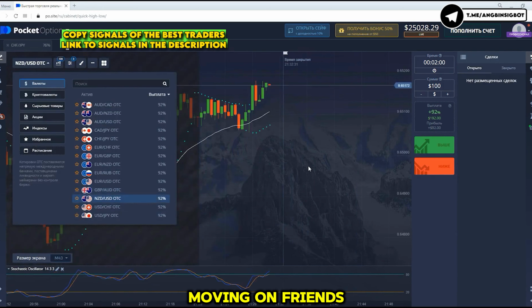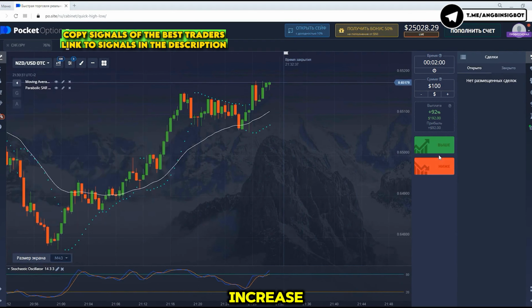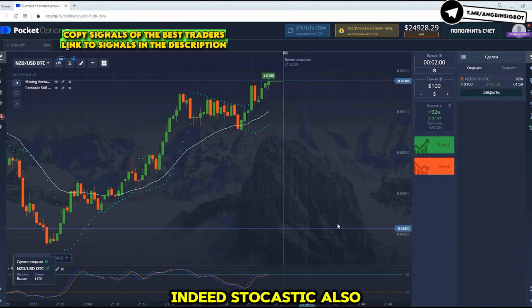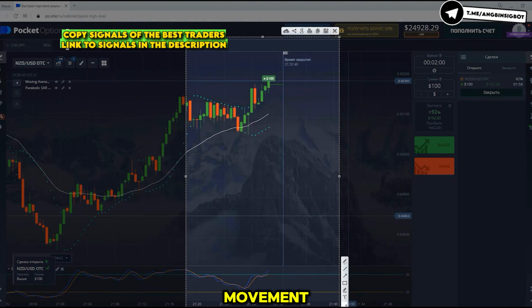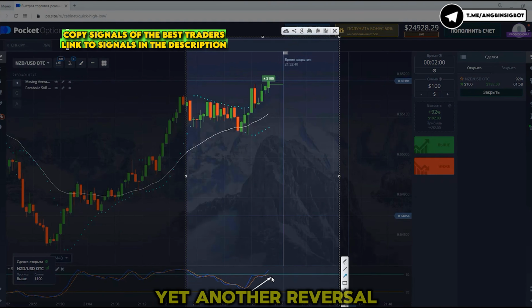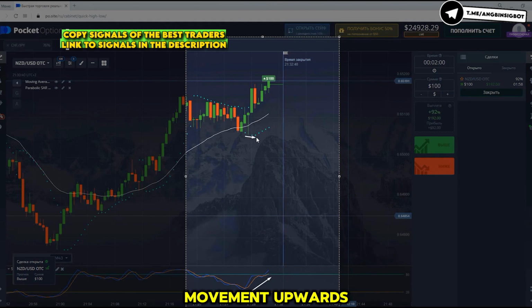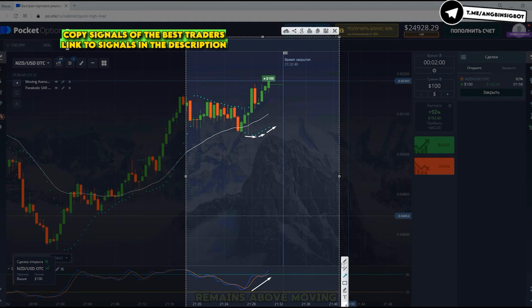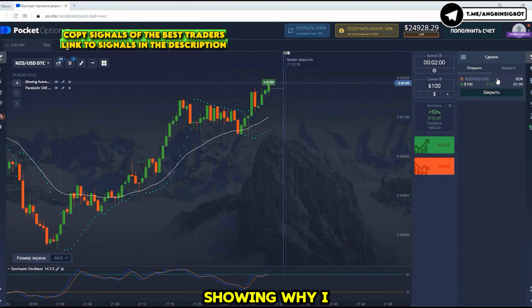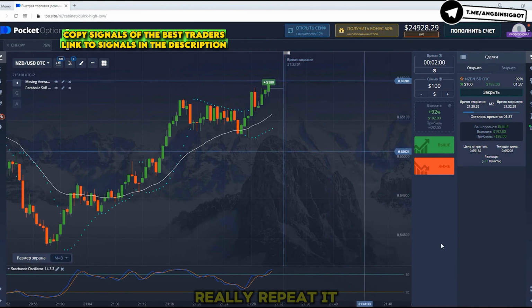Moving on, friends. I opened a trade for an increase. Indeed, the stochastic also shows an upward movement, while the parabolic indicates yet another reversal movement upwards, and naturally, the chart remains above the moving average line. Everything is quite simple, and I think everyone probably understands it already, but I will still schematically mark each entry point, showing why I opened here, so that each of you can really repeat it.